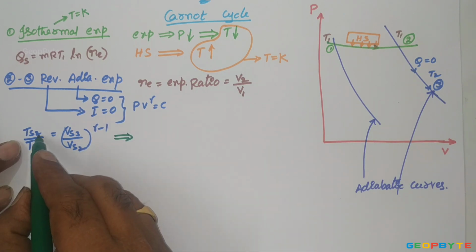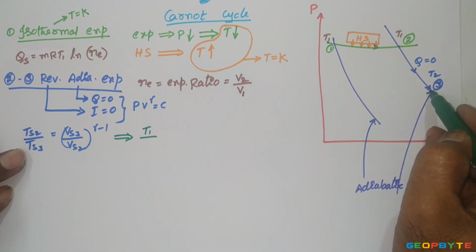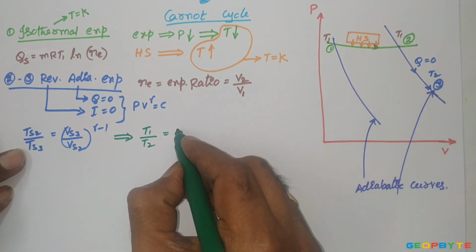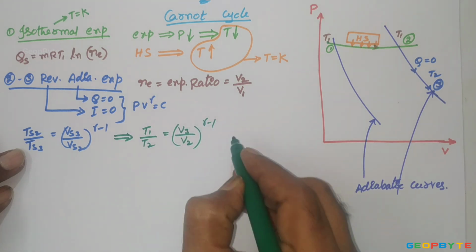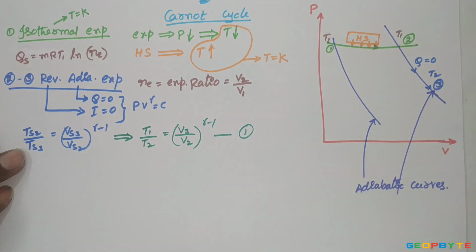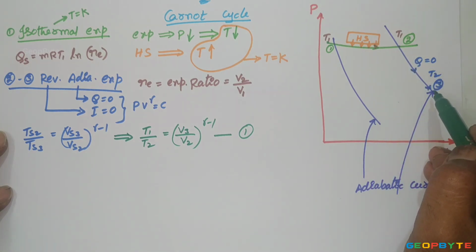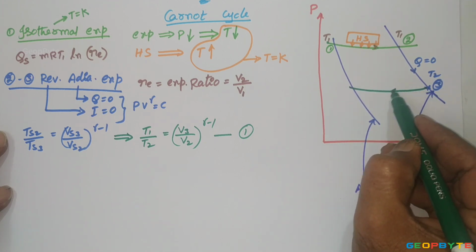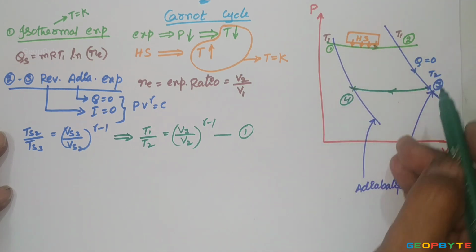But temperature at state 2 is T1 only, and temperature at state 3 is T2, so T1 by T2 is equal to volume at state 3, V3, by volume at state 2, V2, power gamma minus 1. Let this be relation number 1. Followed by 1 to 2 isothermal expansion, followed by adiabatic expansion, followed by isothermal compression. This is the isothermal compression curve. It should be parallel to 1 to 2.